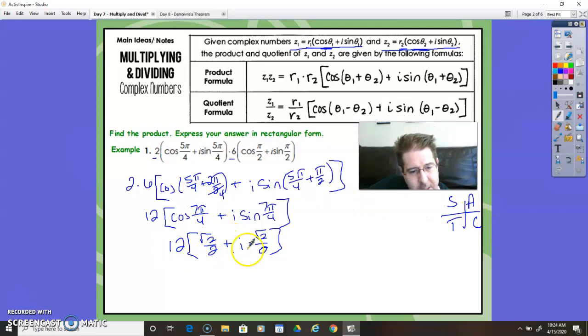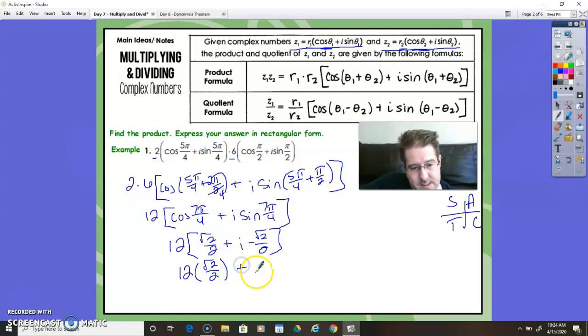Okay, now the next thing I'm going to do is multiply both of these by 12. Now, once again, this is an unnecessary step, but I'm really doing 12 times square root of 2 over 2 plus i times 12 times negative square root of 2 over 2. So really, I'm just distributing the 12 to both terms. Now, I like to write it 12 twice just to see that what I'm really doing is canceling. So this becomes a 1, this becomes a 6. 12 over 1, reduced diagonally.